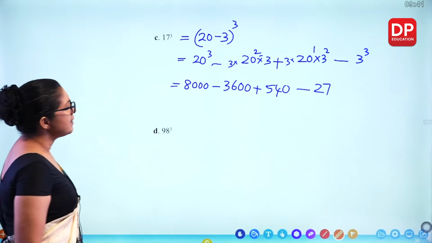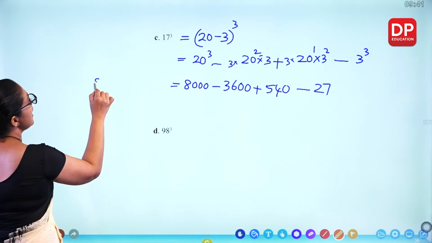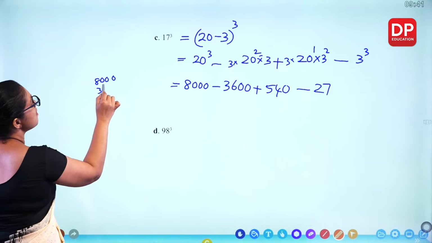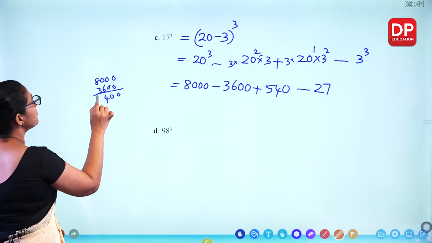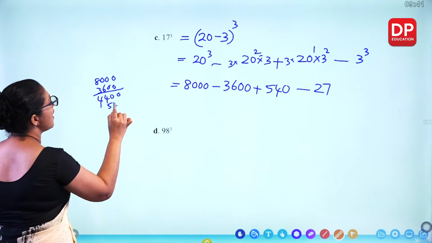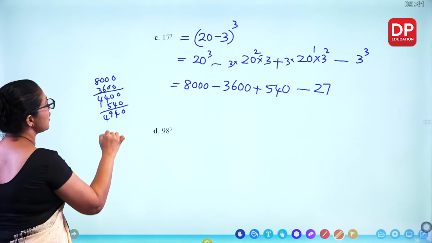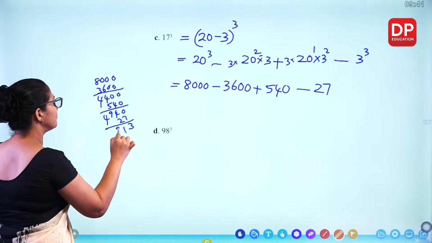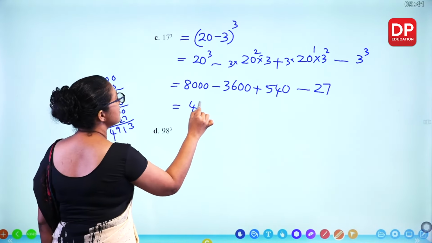Now add and subtract. So we'll do 8,000 subtract 3,600. What do you get here? 4,400. Add 540. You get 4,940. Subtract 27. 4,930.